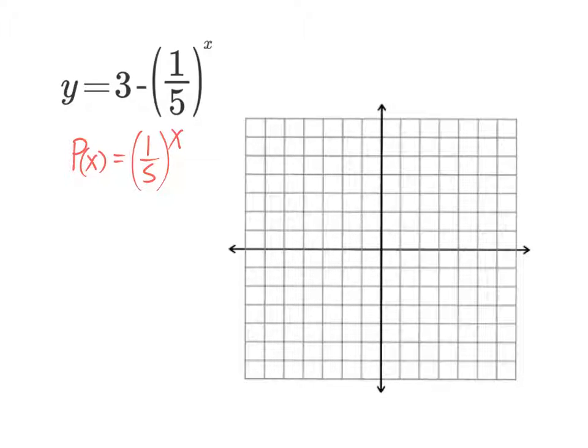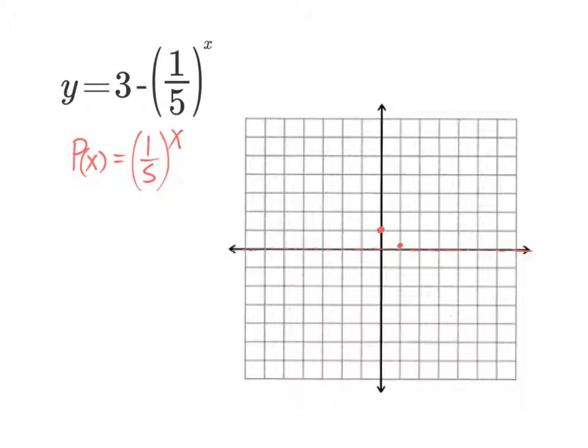So my parent graph is going to look like this. I always have an asymptote here, and it's going to be (0, 1). Then from the origin, I need to go right 1 and up my base. Well, my base is 1/5, so my point is going to be right here.